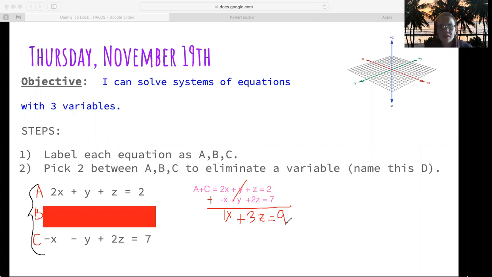Okay, now we are going to call this equation D. And there's a reason in a second, again, is to organize our paper a little bit. So this is going to be equation D. Okay, I want you to keep that in mind because we are going to use it in a little bit to answer step number 4. So keep that in mind. 1x plus 3z equals 9. Okay, let's go to the next step.